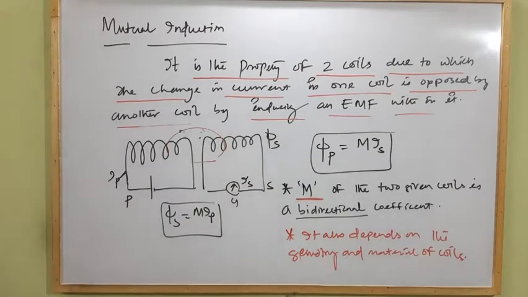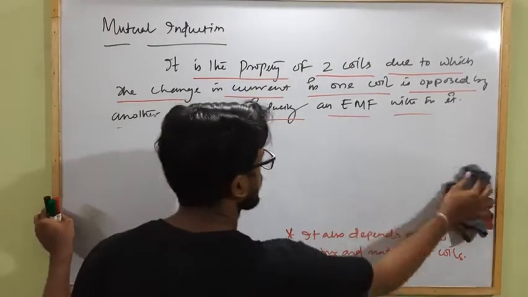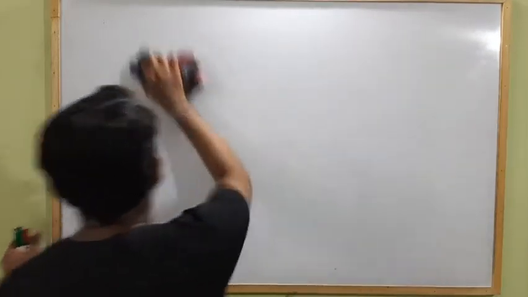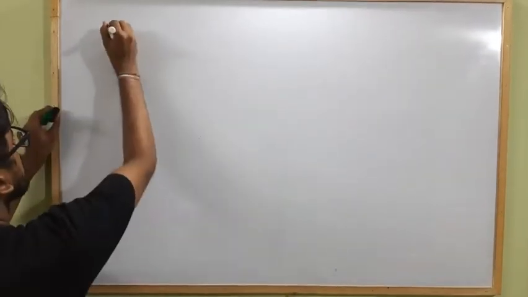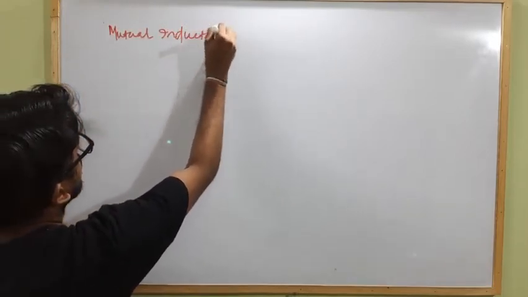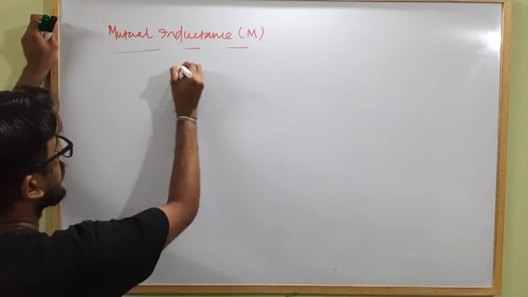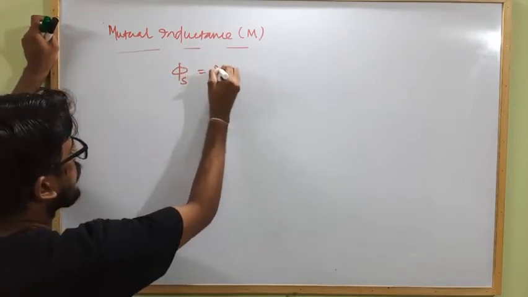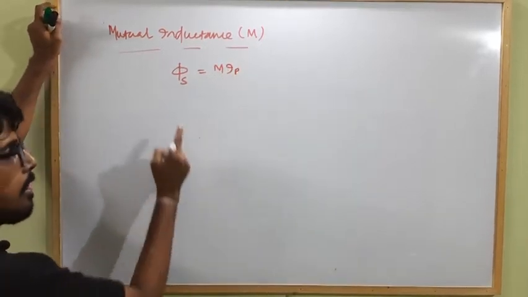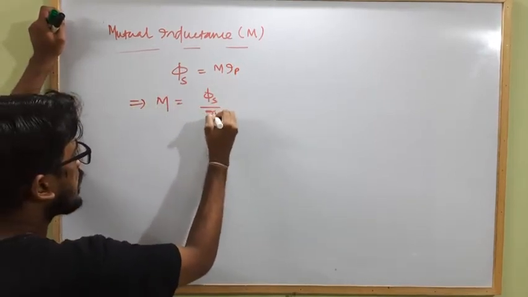Now we can define that. Mutual inductance or coefficient of mutual induction. So what is mutual inductance? As you already studied, the flux linked to the secondary coil is equal to the mutual inductance of both the coils into the current in the primary coil. Clear? So this implies you can write the mutual inductance M equal to phi S by IP.